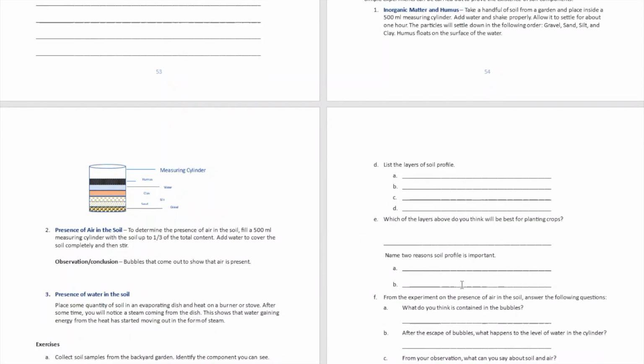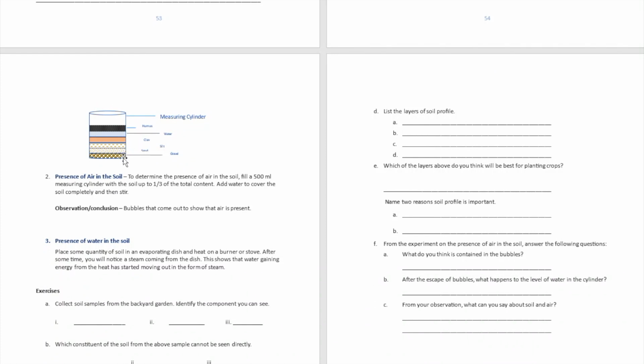What are we talking about? If you get a little cylinder, or even if you don't have a cylinder, if you have a transparent something that you can use, you're welcome to use that. When you put the soil and the water in it, and leave it for about an hour to settle down, you are going to see the separation of the soil into different components like this. You're going to see the humus, the water, the clay, the silt, and the sand and gravel.